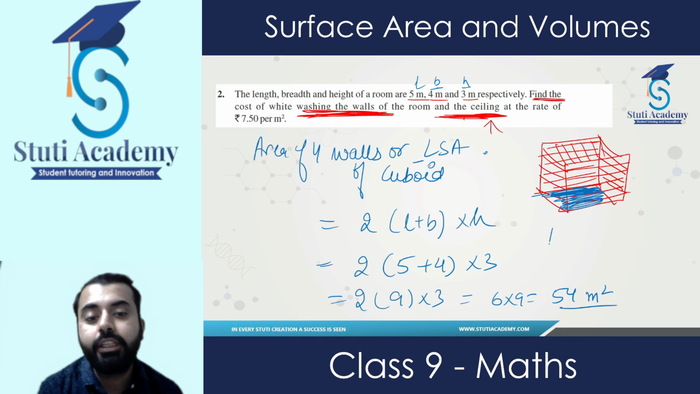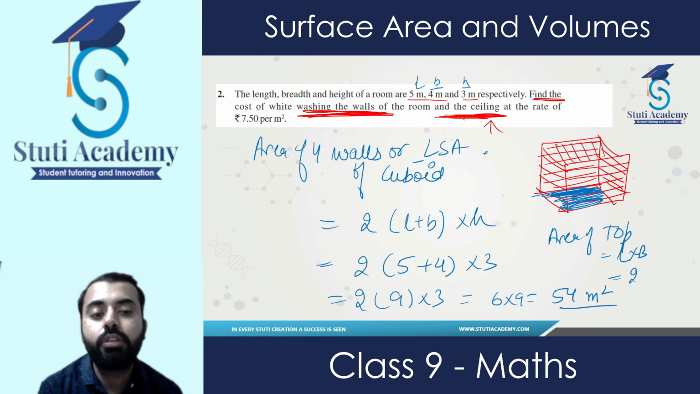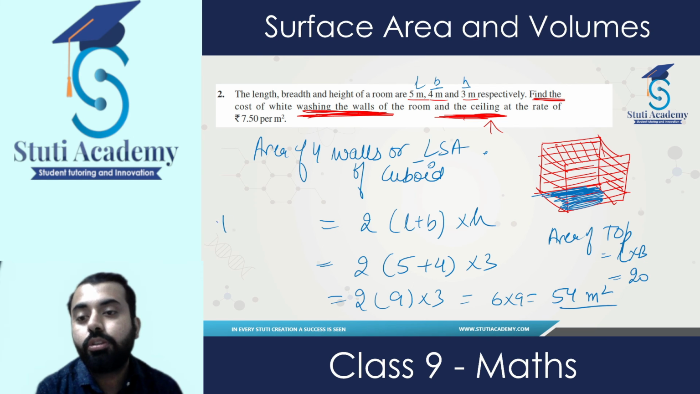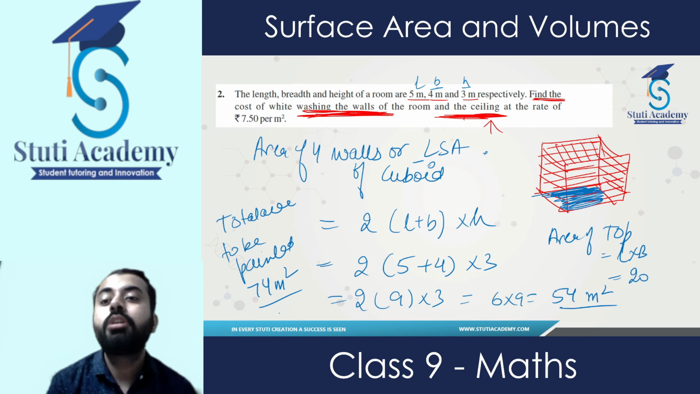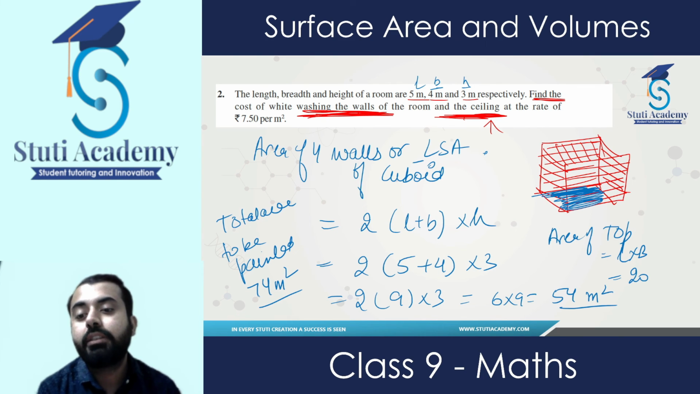I have to find the area of top too. Area of top is what? That means 5 into 4, 20. So your total area to be painted is 54 plus 20. You get 74 meter square. So your total area to be painted is 74.